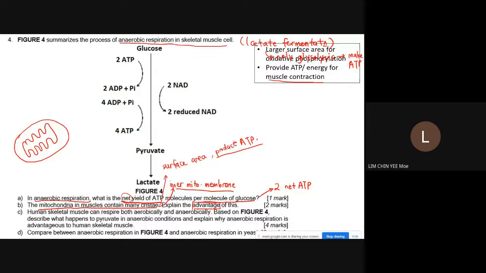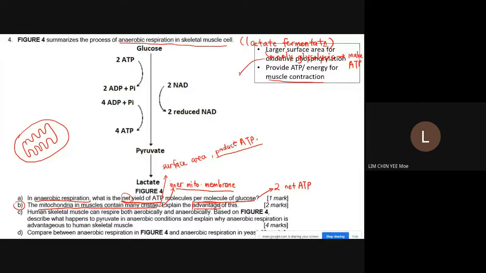Good job, class. That's the concept you need to have. And this may be the type of questions they may ask about application of your knowledge. So larger surface area, or you can say increase the surface area for oxidative phosphorylation.